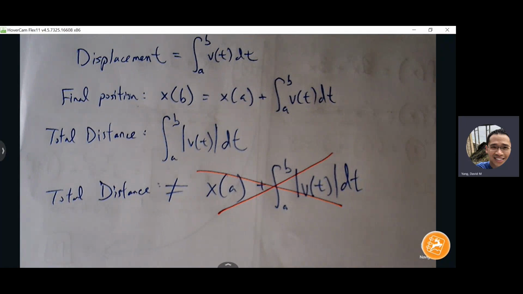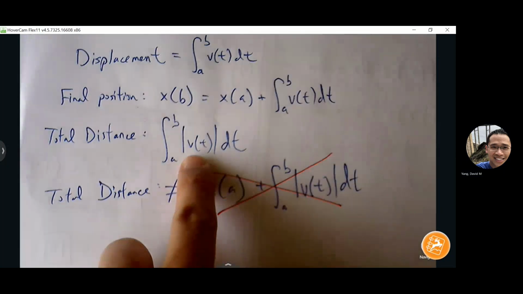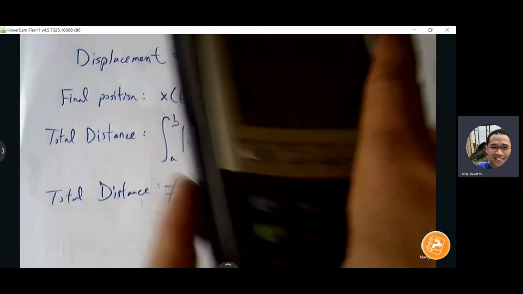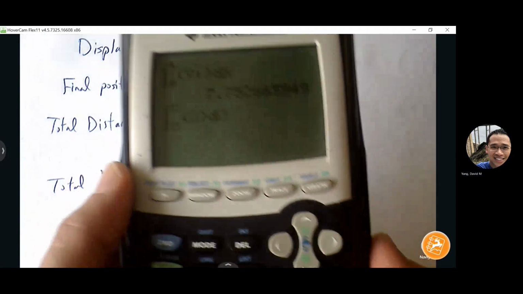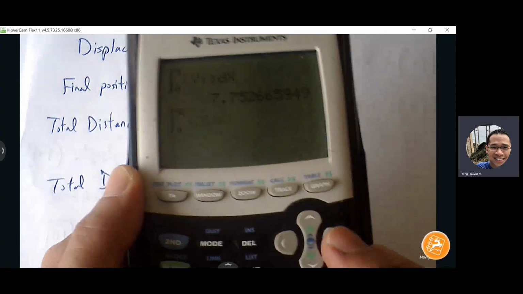On the test, I'm going to ask you to write out the notation. So make sure you put absolute value just around the v of t and not around the entire expression. The integral is just around the v of t. So again, go to math 9. Definite integral from 0 to 4.